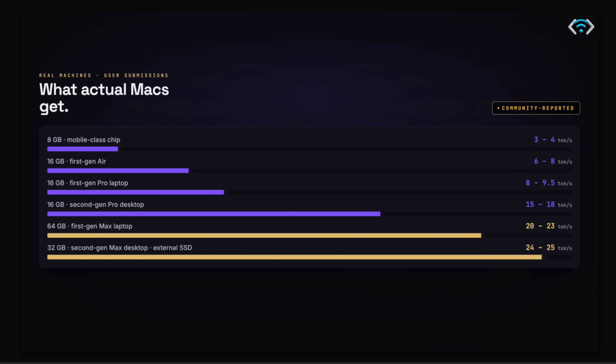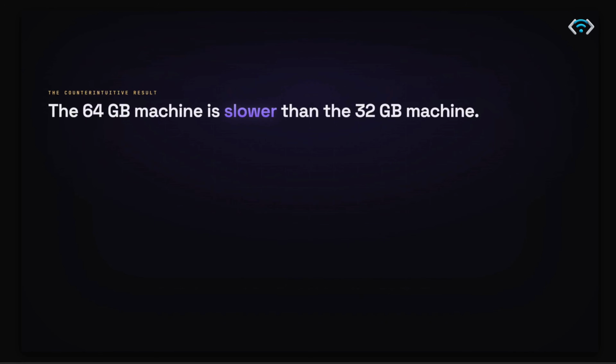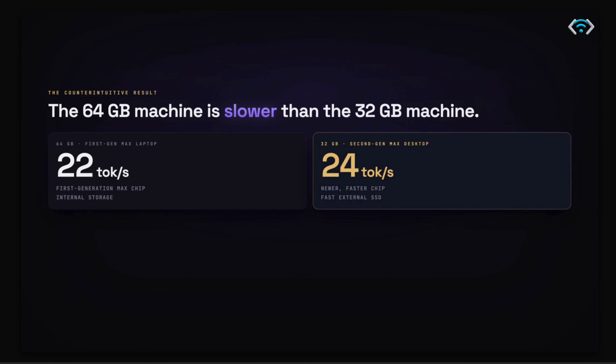Slow but running. A first-generation MacBook Air with 16 gigabytes, 6 to 8. A first-generation Pro-tier laptop, also 16 gigabytes, about 8 to 9.5. A second-generation Pro-tier desktop, 16 gigabytes, 15 to 18. A first-generation Max-tier laptop with 64 gigabytes, 20 to 23. A second-generation Max-tier desktop with 32 gigabytes, running from external high-speed storage, 24 to 25.